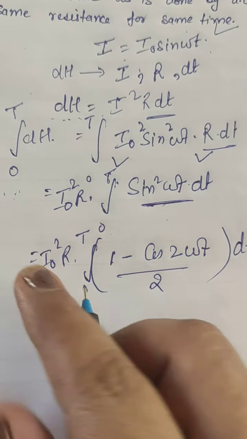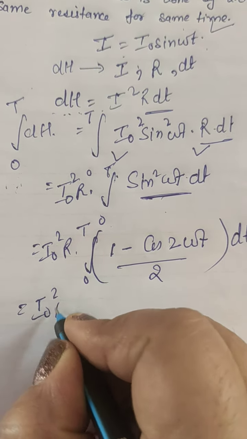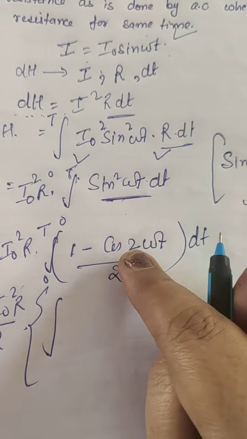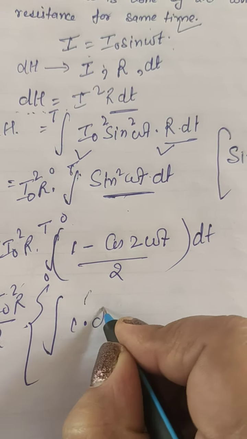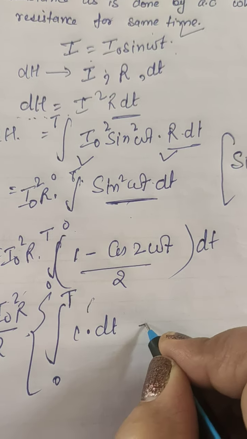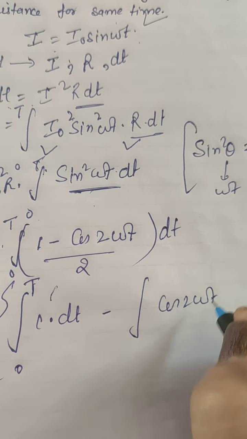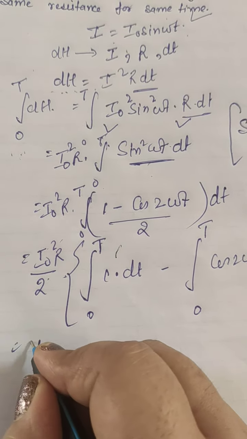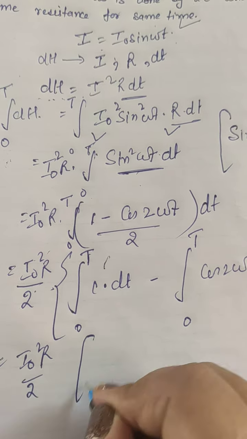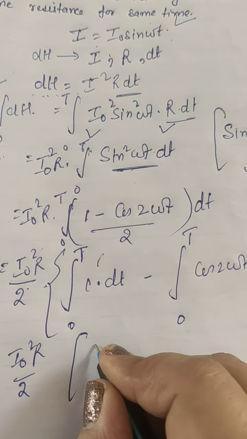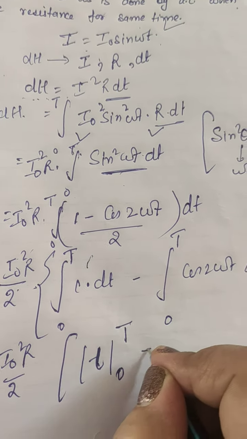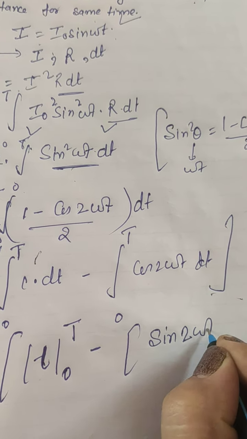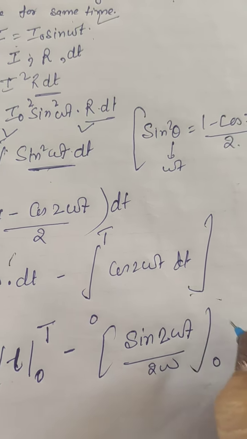Again taking this 2 common, this comes out to be I naught square R by 2, and separating the terms: 1 dt from 0 to T minus cos of 2 omega t dt from 0 to T. Now let us integrate this. This is I naught square R by 2. Integration of dt is t, with lower limit 0 and upper limit T, minus integration of cos 2 omega t, which is sine 2 omega t divided by 2 omega, from 0 to T.